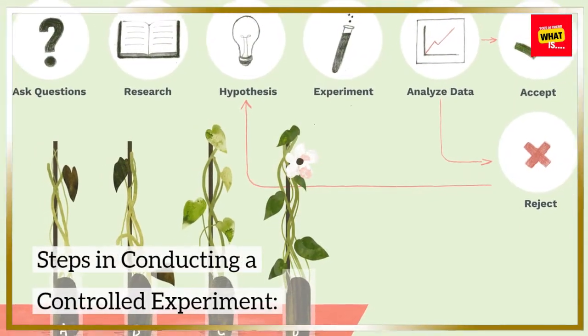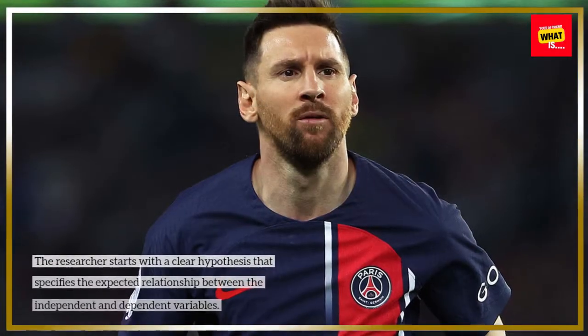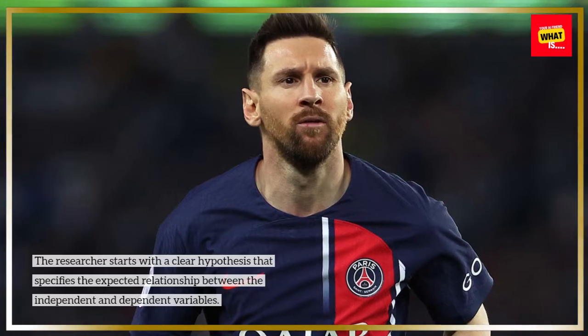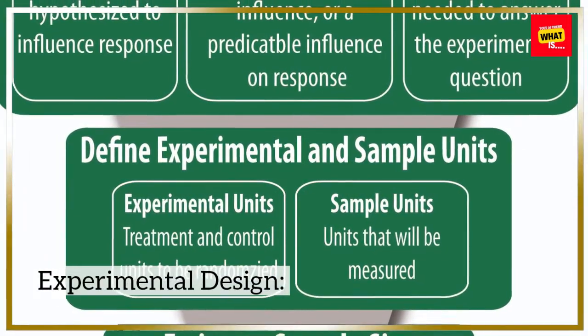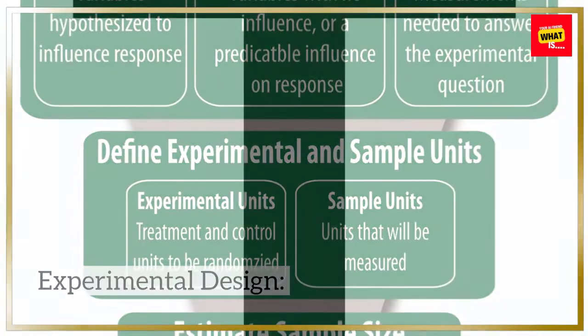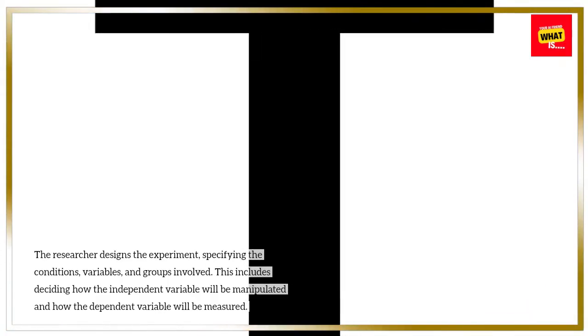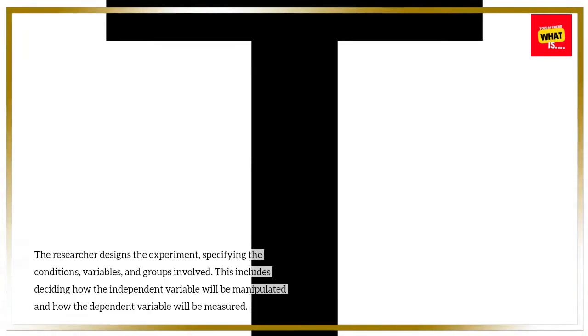Steps in conducting a controlled experiment. Formulating a hypothesis. The researcher starts with a clear hypothesis that specifies the expected relationship between the independent and dependent variables. Experimental design. The researcher designs the experiment, specifying the conditions, variables, and groups involved. This includes deciding how the independent variable will be manipulated and how the dependent variable will be measured.